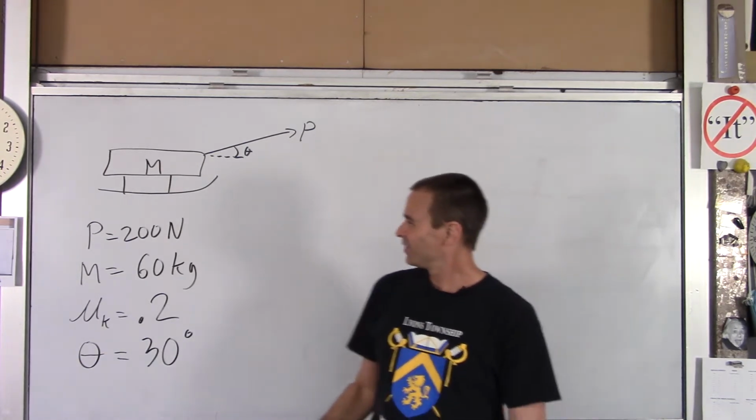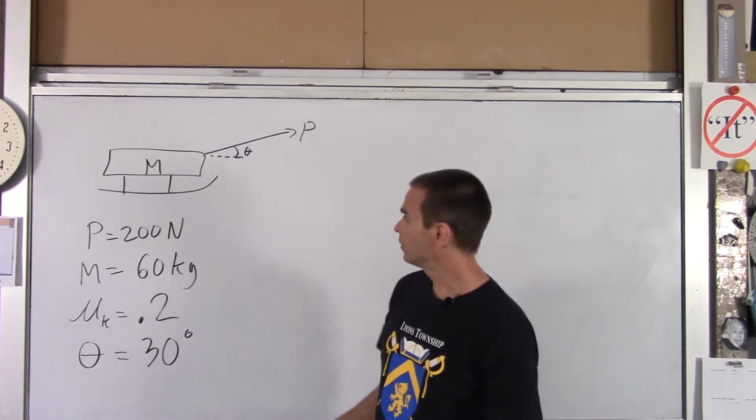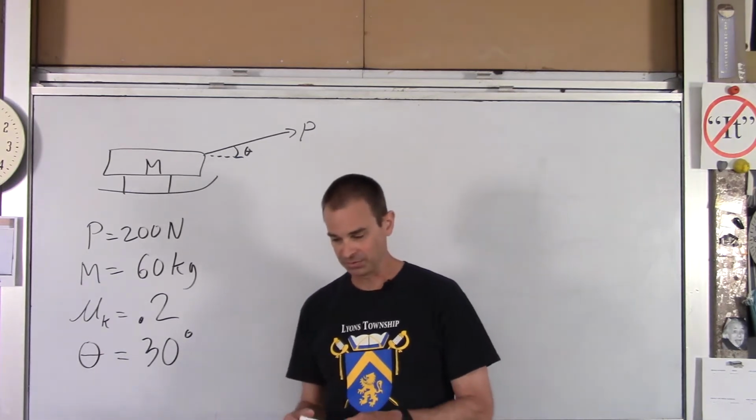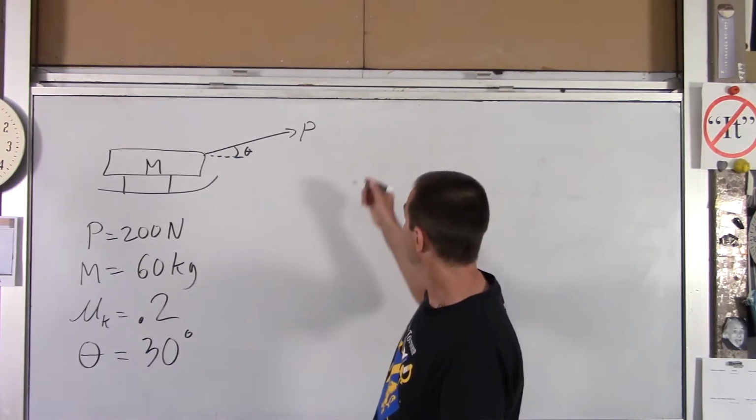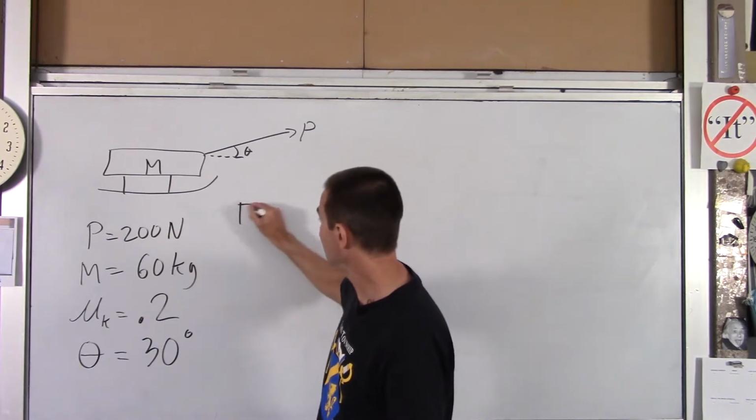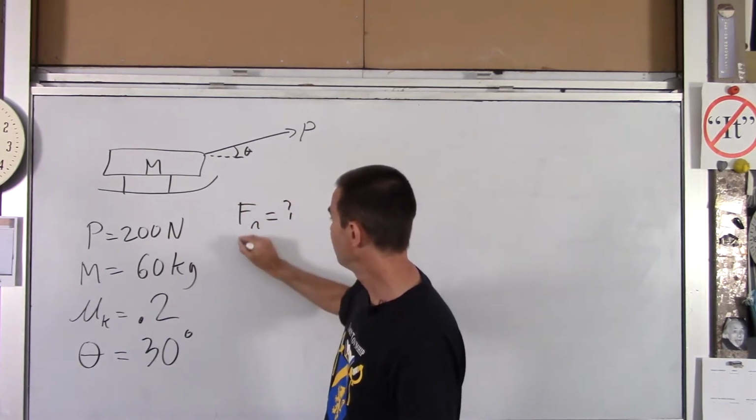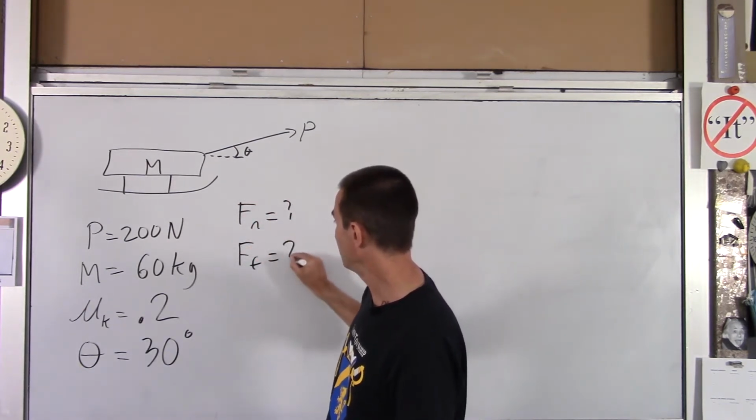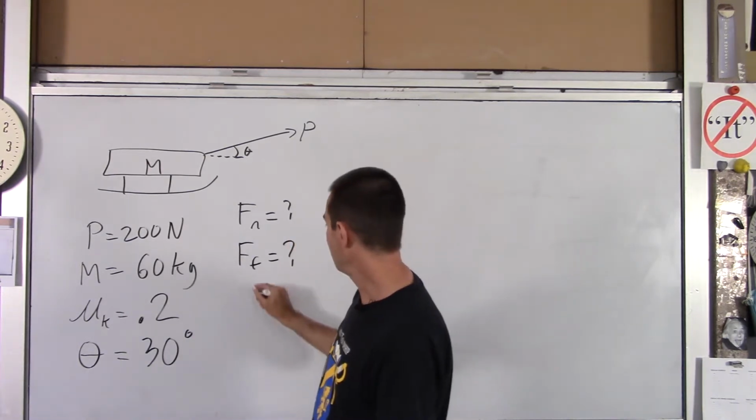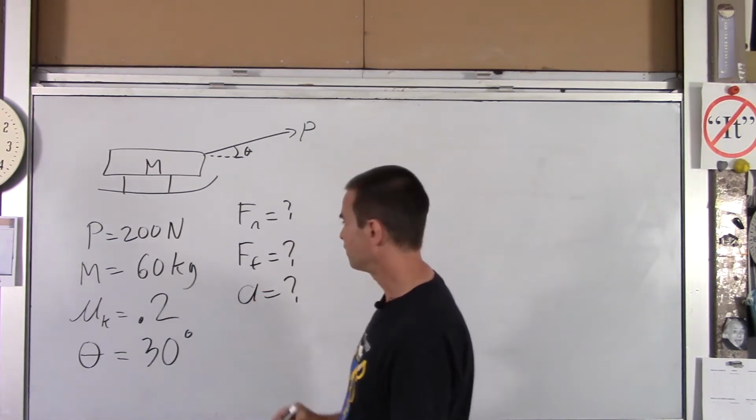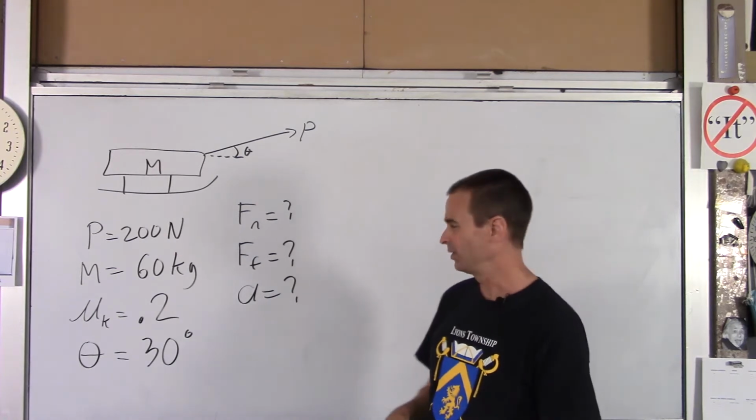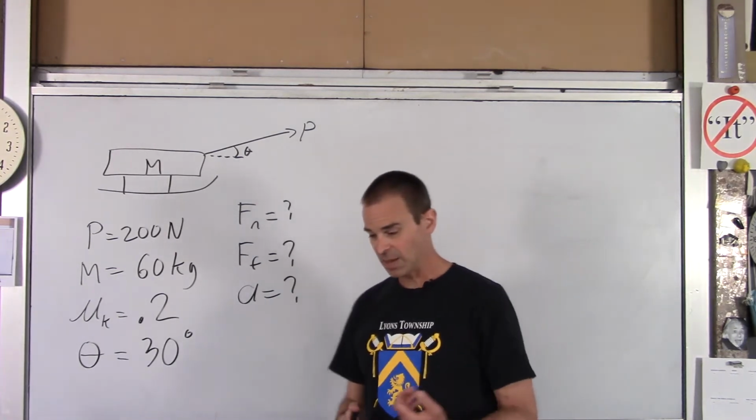All right, so here's what we're going to do. We're going to determine the following things about our sled: the normal force acting on the sled, the force of friction acting on the sled, and the acceleration of the sled as the person pulls on it. So the first step is to draw an FBD.